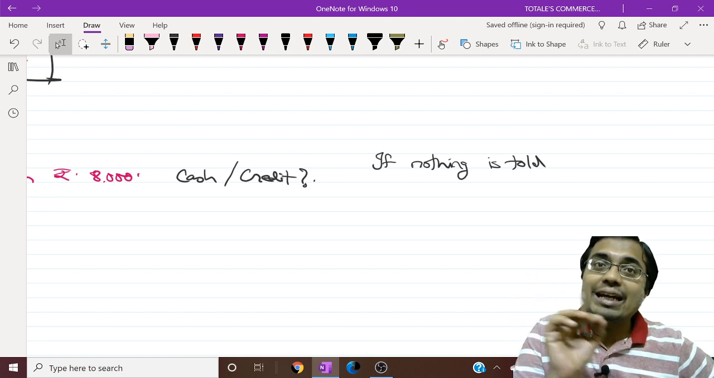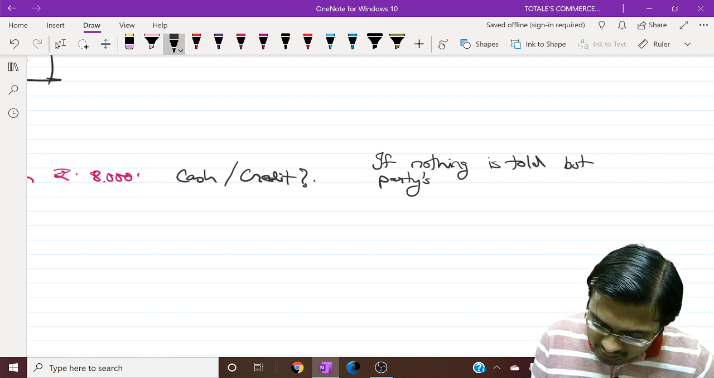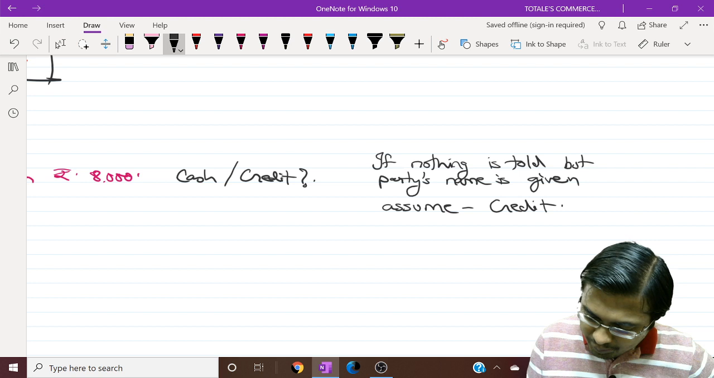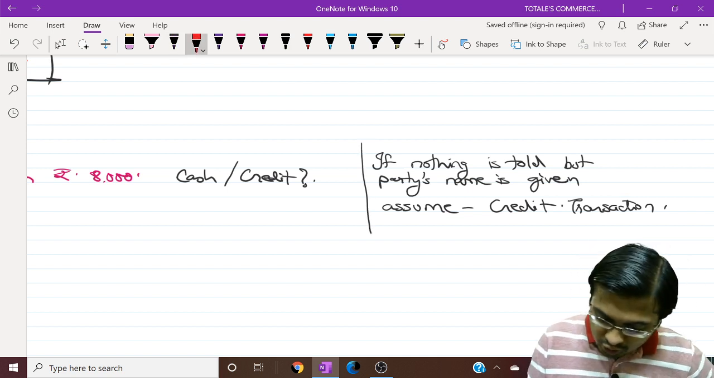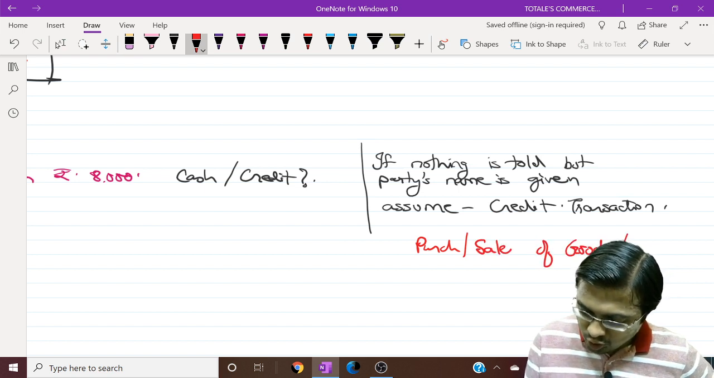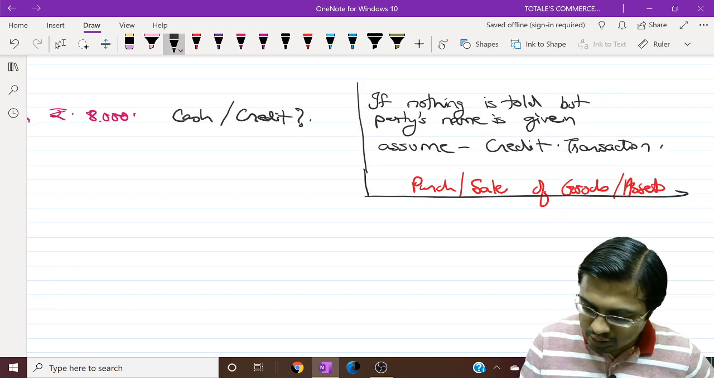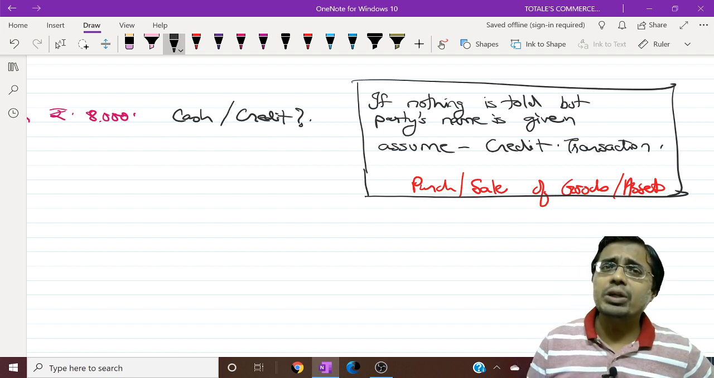How to assume whether it is a cash transaction or a credit transaction? If nothing is told, but the party's name is given, we assume it to be a credit transaction. Now my friends, remember, this is applicable only in case of purchase or sale of goods or assets only. So mark my words, my friend. I want you to write this down. This is a very important rule, important assumption. If nothing is told but the party's name is given, we assume it to be a credit transaction.